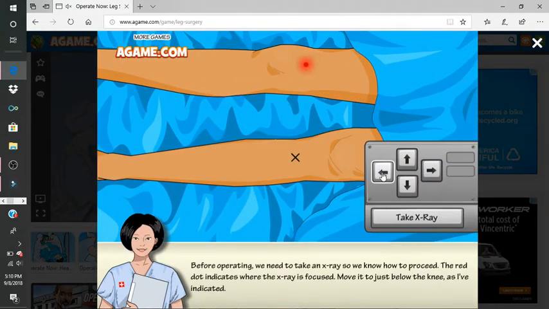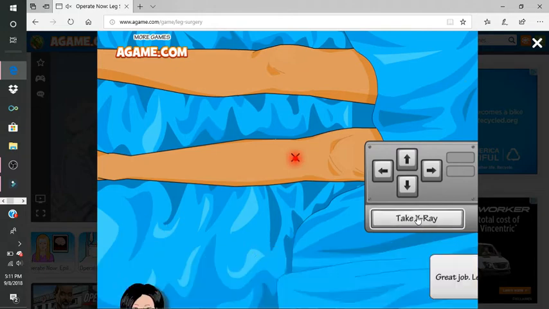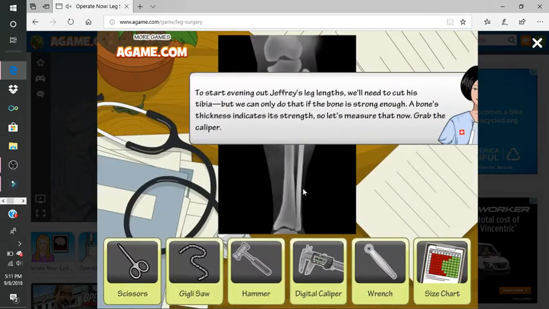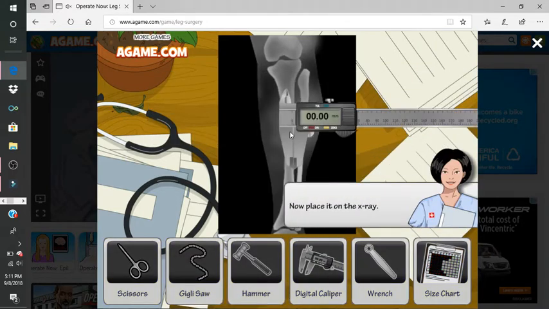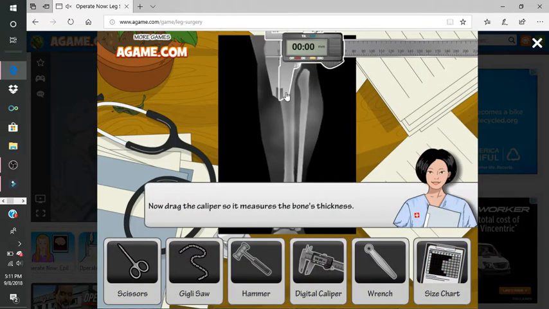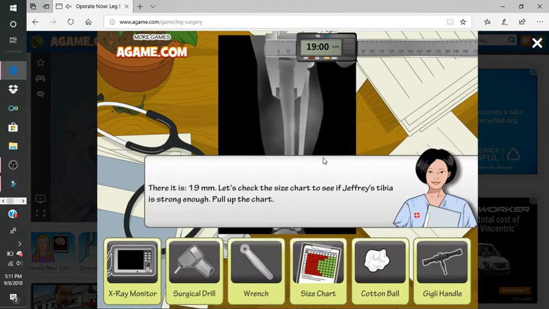Alright, so we're going to take the x-ray and we're going to move it down to that X. Take the x-ray. Alright, now we need to start evening out. So we're going to use this. And 19 should be good, yeah.